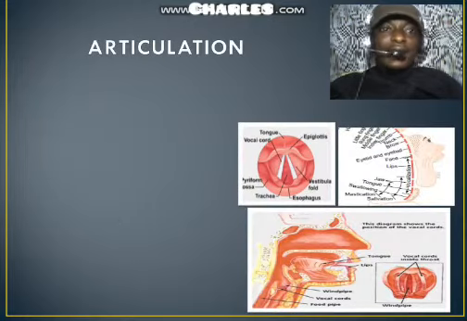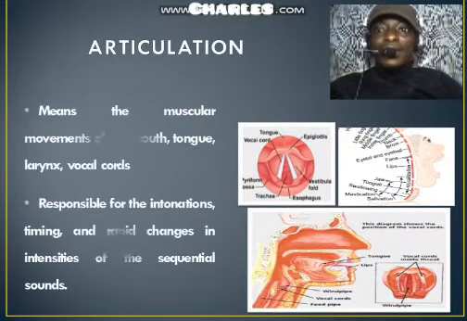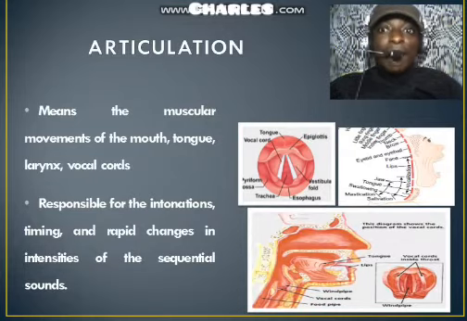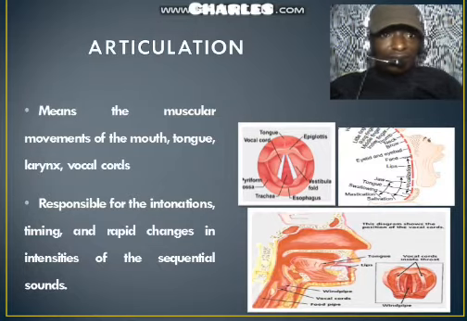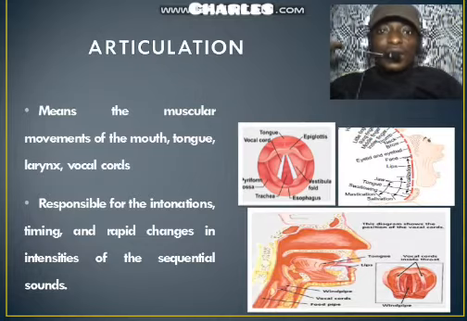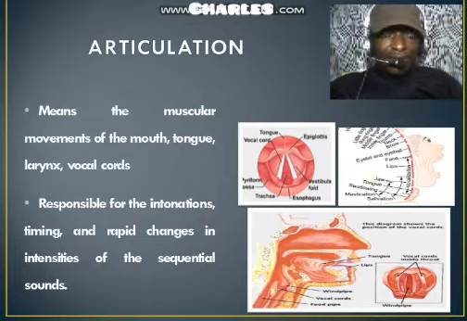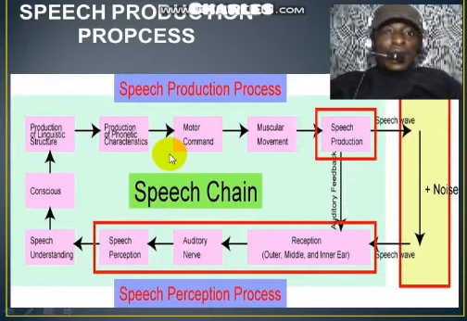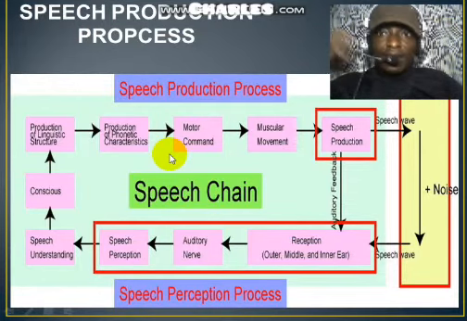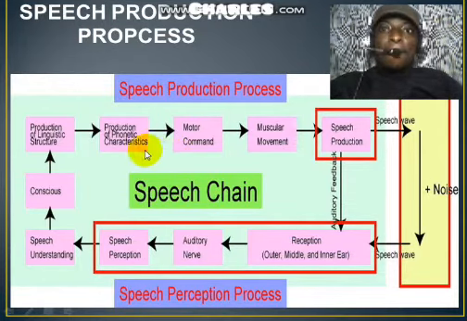Going forward, articulation. What is articulation? Articulation means the muscular movement of the mouth, the tongue, and the larynx, and your vocal cord. This is controlled by the motor cortex. Now, it is responsible for the intonations, timing, and rapid changes in intensities of sequential sounds. Okay? We shall now look at the speech chain, the speech production process.